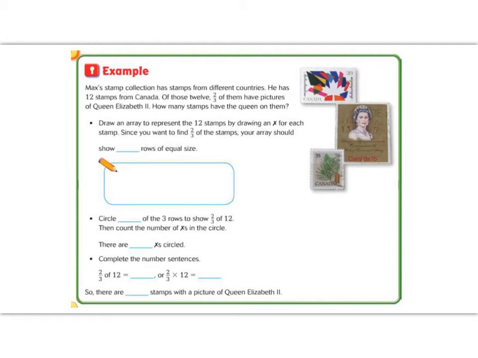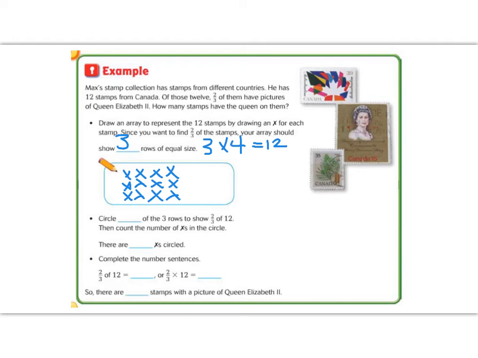Since you want to find 2/3 of the stamps, your array should have, remember we go with our denominator, 3 rows of equal size. If we need 3 rows of equal size, we need to know how many times does 3 go into 12. Well, we know that 3 times 4 equals 12. So we're going to draw an array of 3 by 4. So 1, 2, 3 down, and 1, 2, 3, 4 across. So here's our array of 3 times 4, which equals 12.